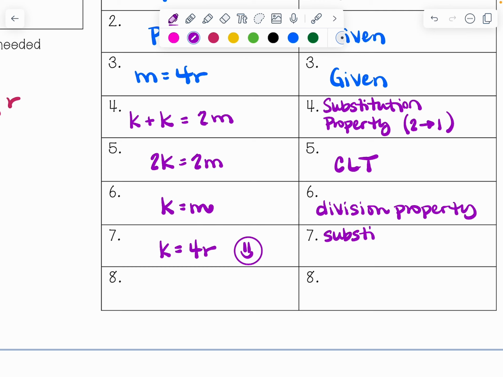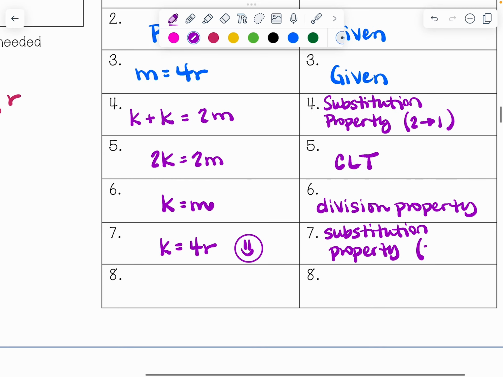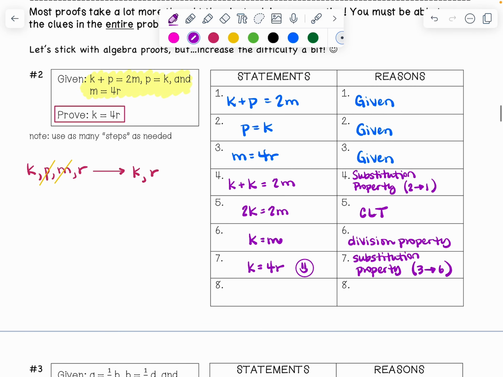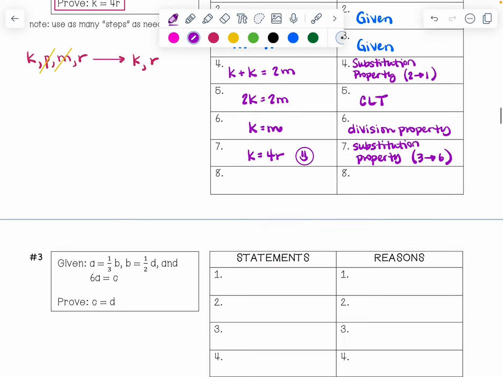Okay, so this, of course, is the substitution property again. And again, I'm going to put that little notation of what I substituted. So I took, let's see, I took line 3 and I inserted it into line 6 for my substitution. All right, so again, I'm just keeping track of that. And voila. We've just proven step by step that K has to equal 4R, by using all those wonderful clues that we were given.